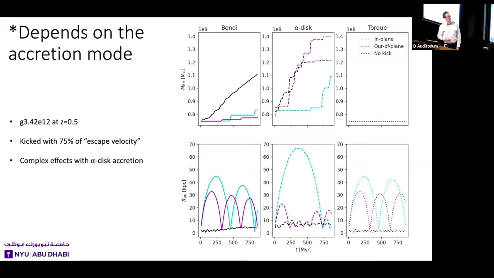With Bondi-Hoyle, as I said, if we kick, nothing interesting happens. But for example, with the alpha disk model, if we kick the black hole from the center and then it comes back, it can grow even more than its stationary counterpart, which is really interesting. So depending on which accretion mode is correct for wandering black holes, which is still under debate, it behaves differently. So we can regulate growth of the black hole this way.